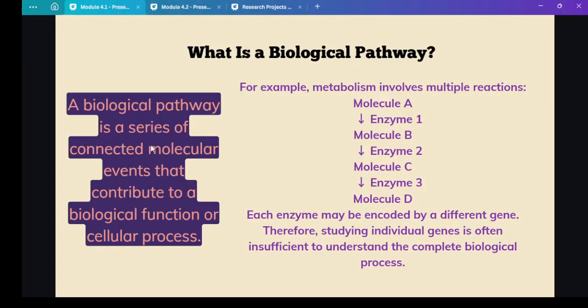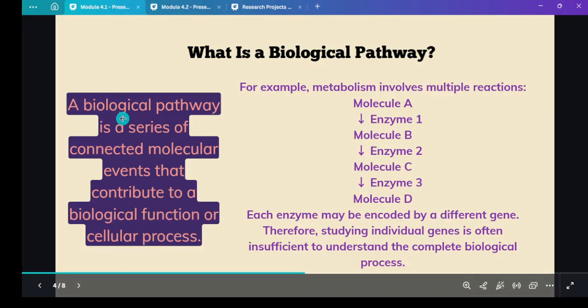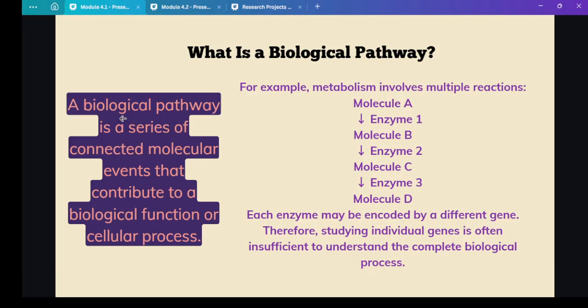So what is a biological pathway? A biological pathway is a series of connected molecular events that contribute to a biological function or cellular process. So this is the series that connects molecular events, and these events contribute to the biological function.